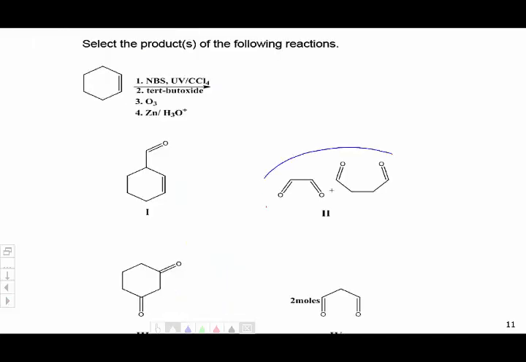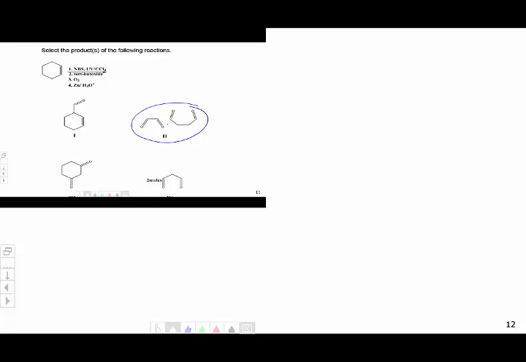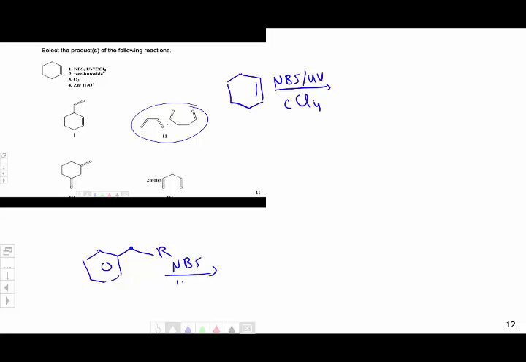So 2 is the most popular answer. 2 is the right answer. So in here, I'm starting with this cyclohexene. The first step, NBS, UV, CCl4. These are the conditions for the bromination, either for an allylic position or a benzylic position, right? So if I have a benzene with, I don't care what R is, but I have a benzylic carbon that has at least one benzylic hydrogen, I can add NBS, UV, CCl4 and brominate that position. The same for the alkene, so I'm brominating this position in here.